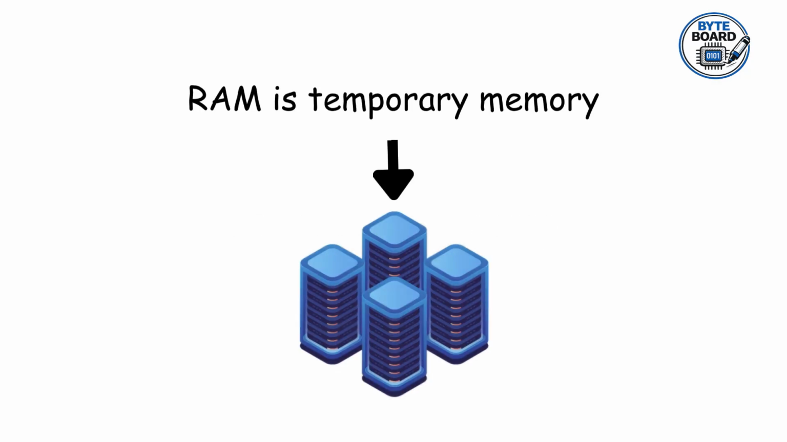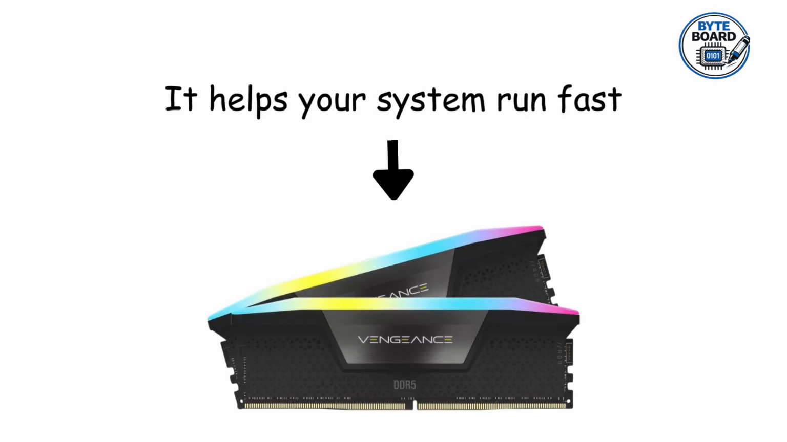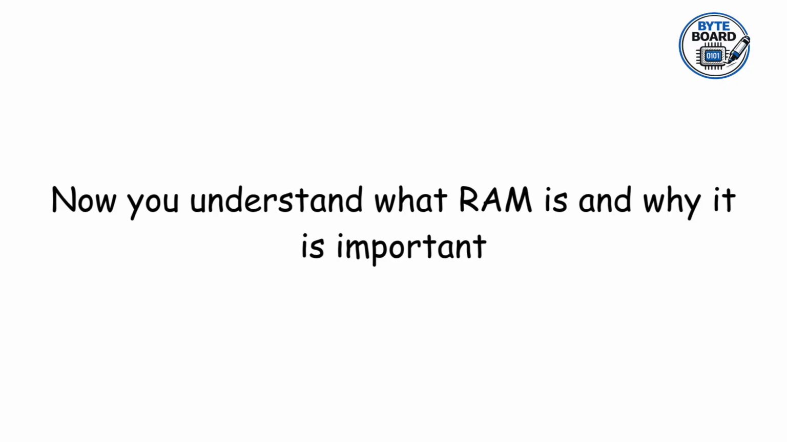So let's quickly recap. RAM is temporary memory. It stores data that your computer is currently using. It helps your system run fast, and more RAM improves multitasking performance. Now you understand what RAM is and why it is important.